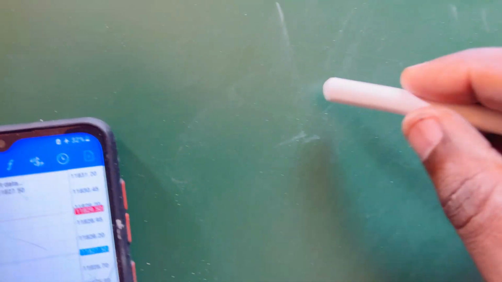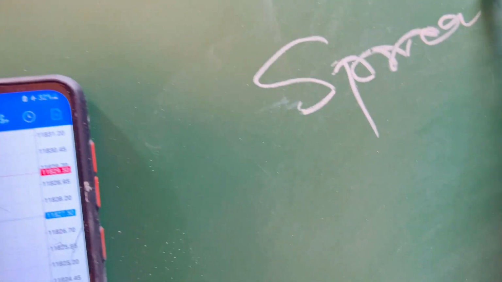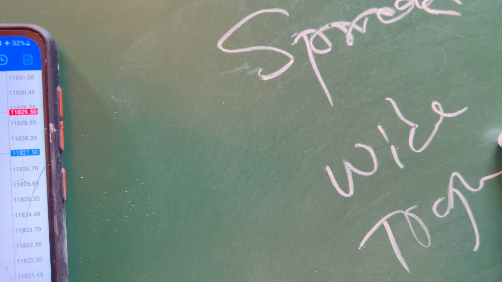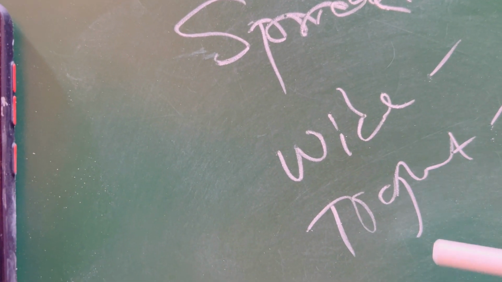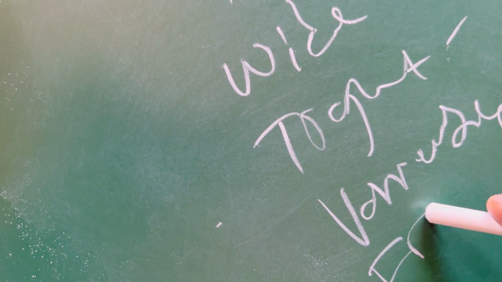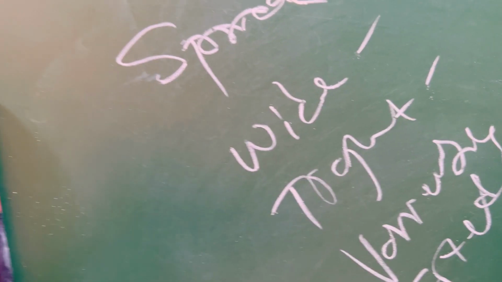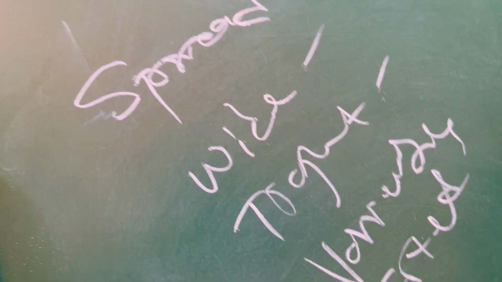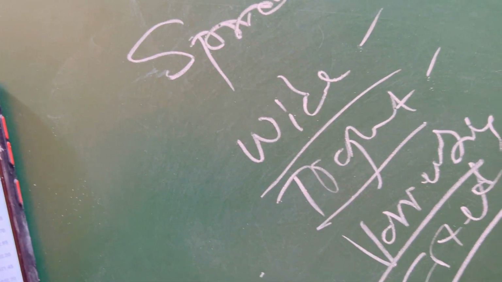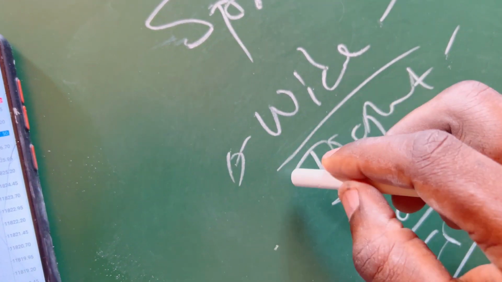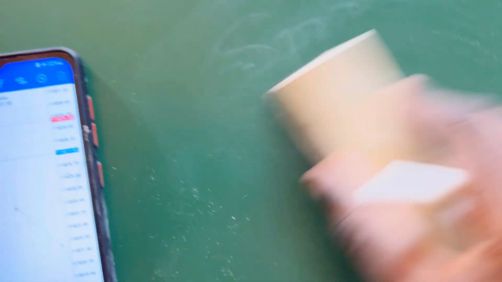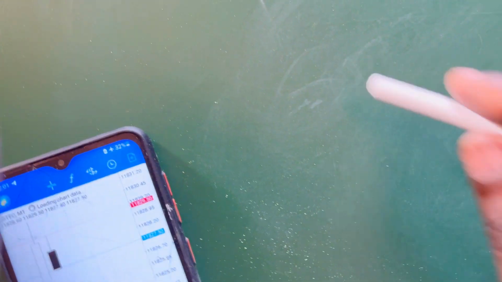So the spread can be wide, can be tight, or can be variable, can be fixed, depending on which account you are using. These are the terms that they use for marketing. All right, so right now we understand that spread is a profit for the broker.